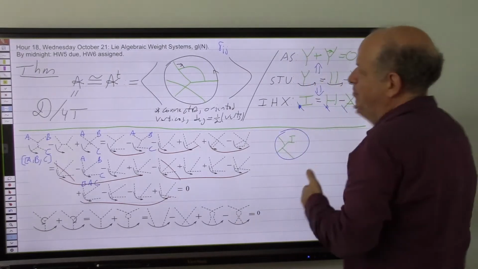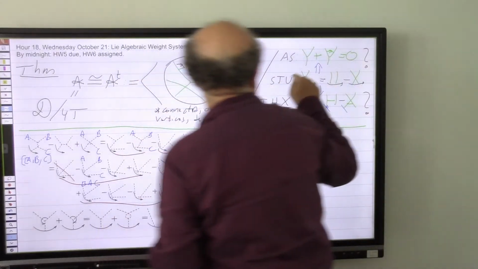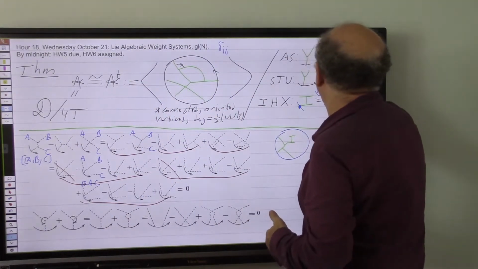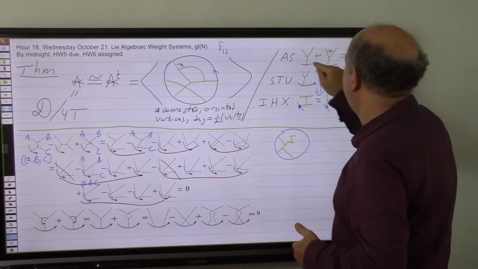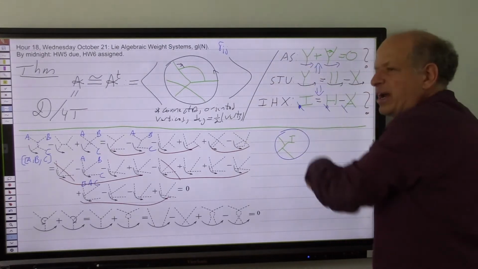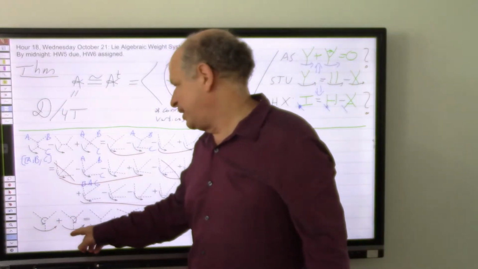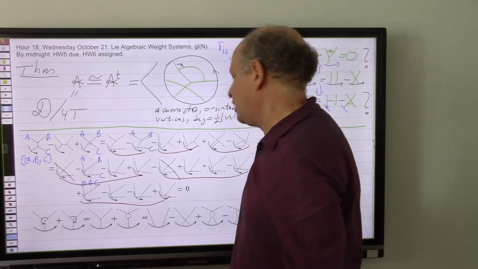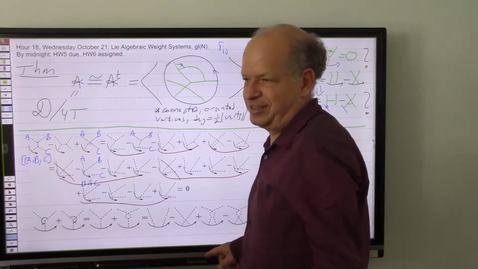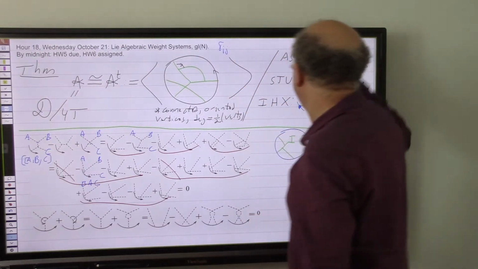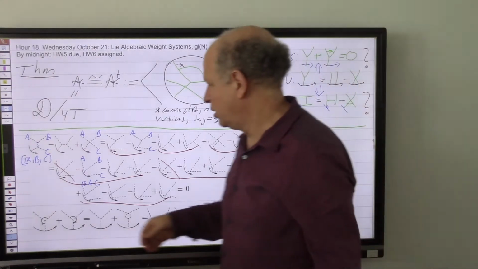So for similar reasons as in the case of IHX, you may as well assume that this is an anti-symmetry relation that sits directly on the skeleton. And then basically, again, it's a brainless verification. Everything cancels. You just reduce the vertex to the skeleton.